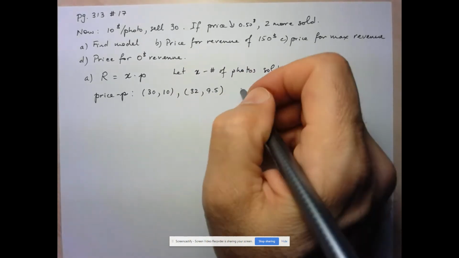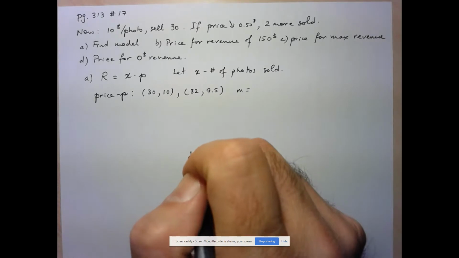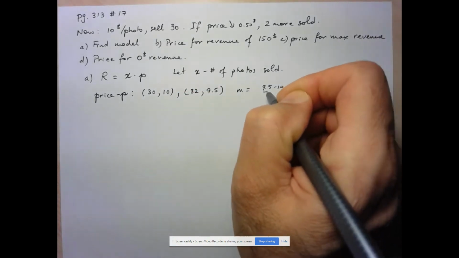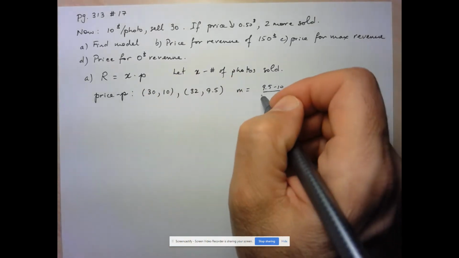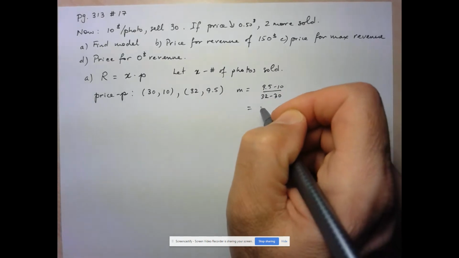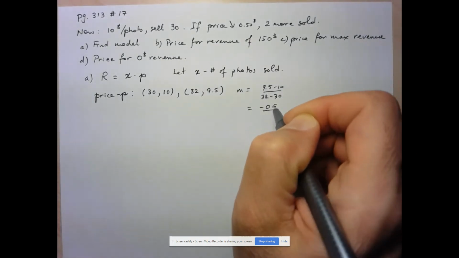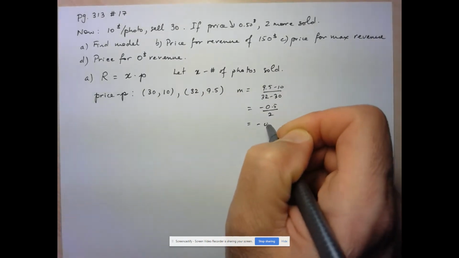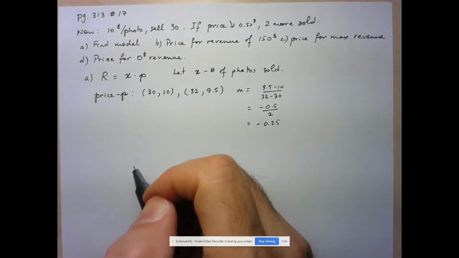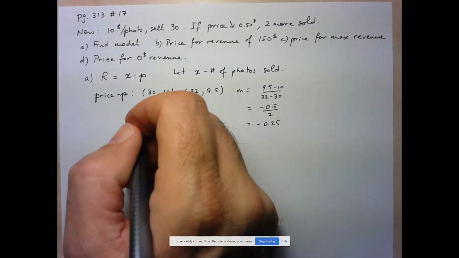All right, so now I can calculate the slope of this function. So y2 minus y1, so 9.5 minus 10 over x2 minus x1, 32 minus 30. So that's just equal to negative 0.5 divided by 2, which is negative 0.25. So that's the slope for my price function. And so now I can find the equation of the price function.